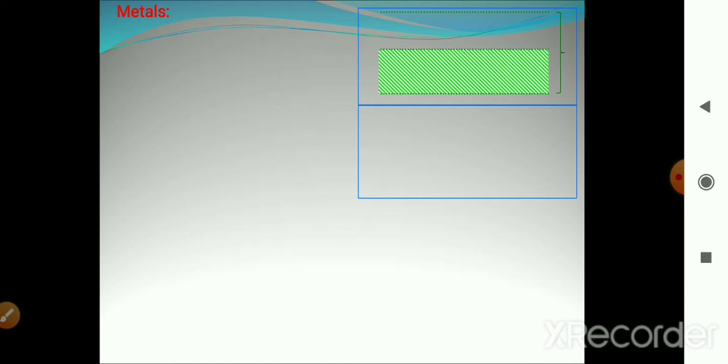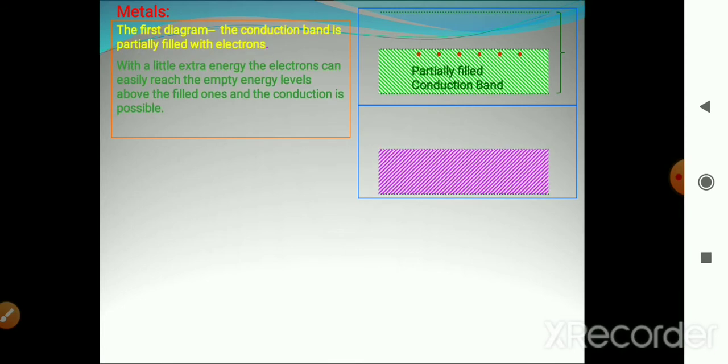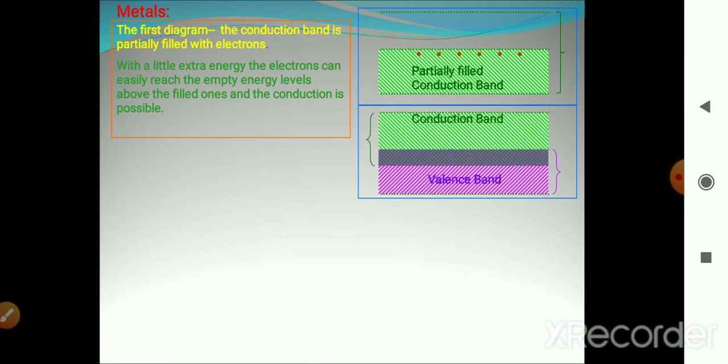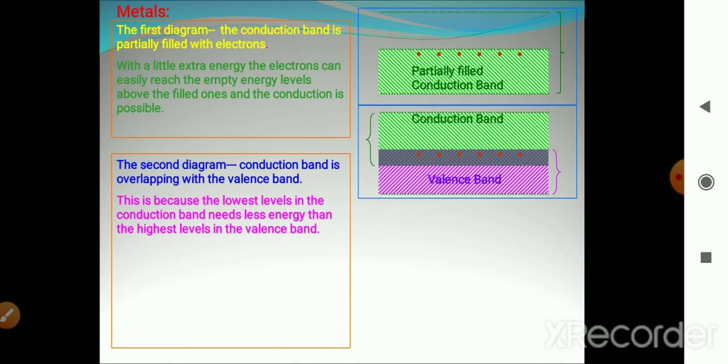So, let us first take energy band diagram of metals. Here the separation between valence band and conduction band is very small, or they overlap. So, the electrons are easily available for conduction. They literally overflow from valence band to conduction band. Therefore, the metals are good conductors of electricity.